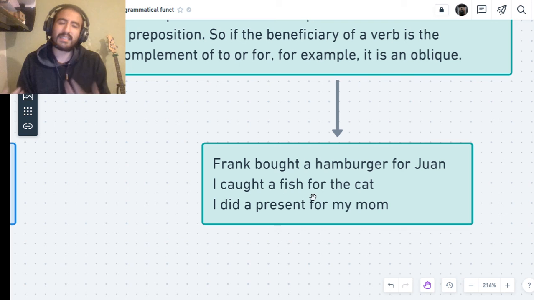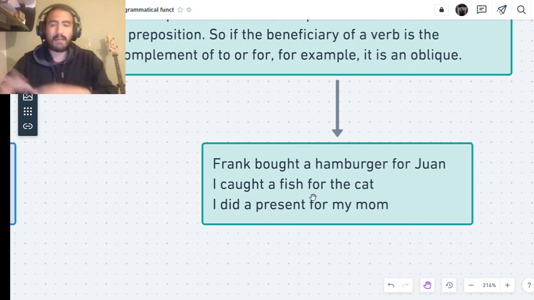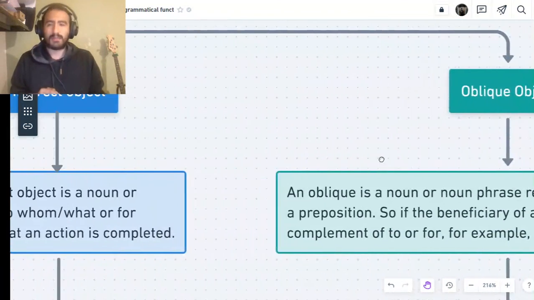And the last one, I did a present for my mom. What am I doing? A present. Present is the action. What am I doing this for? I'm doing this for my mom. So for my mom is the oblique object.